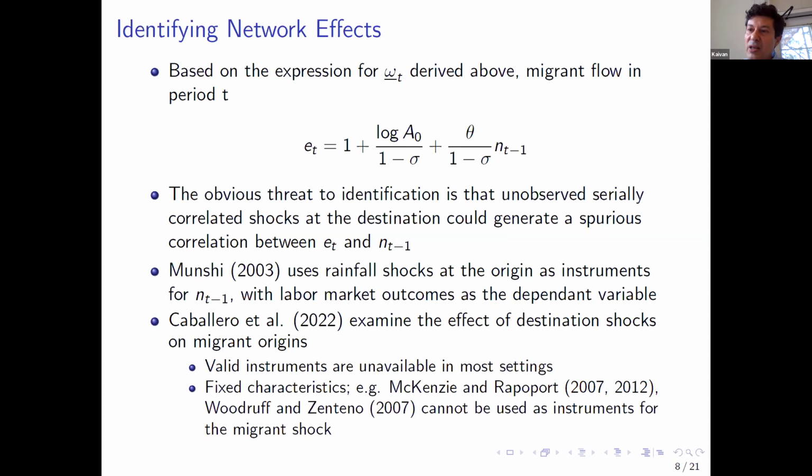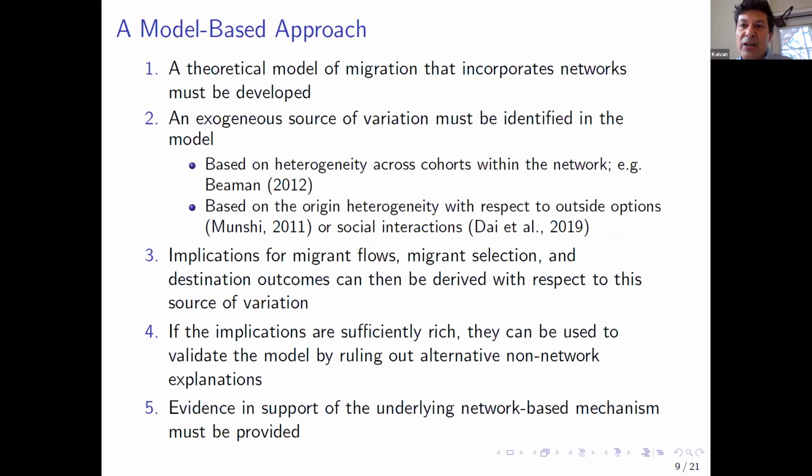Now, you can use these exogenous fixed characteristics, but not to estimate network effects. What you can do is what I would like to talk about next, which is to use these exogenous characteristics in a model-based approach to actually look at migration. Now, this is a very different style of research, where you're going to start off with a theoretical model of migration, typically based in some way or the other around the Roy model that will incorporate networks. And now the key is to identify an exogenous source of variation within that model.